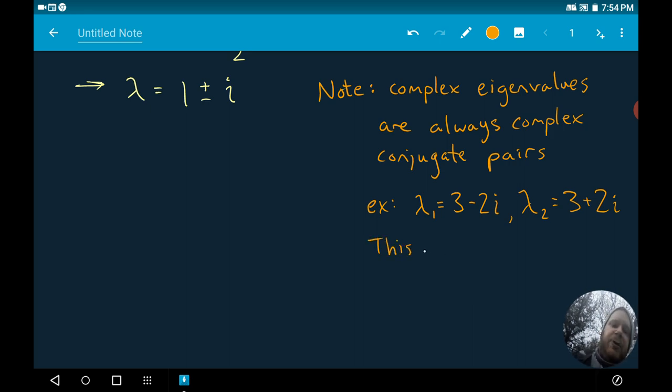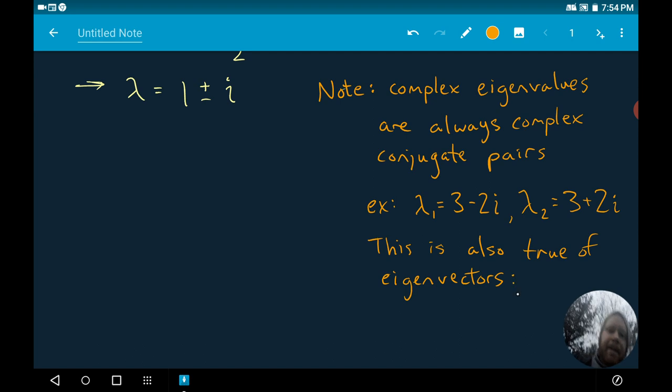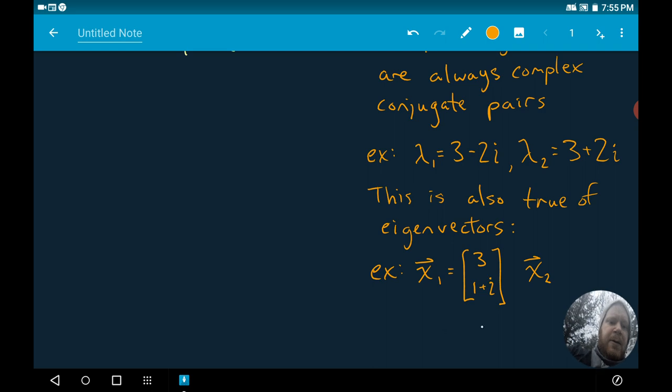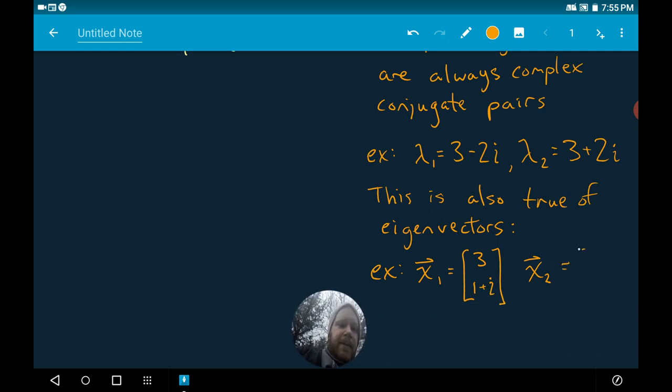Another interesting fact is that this is also true of eigenvectors. So an example of that would be if you have x1 is equal to 3 and i, then that means that x2, or maybe let me do a slightly more demonstrative example, then the second eigenvector is going to be 3, 1 minus i. So every element that's in this first eigenvector has a complex conjugate in the other one. So anywho, those are facts that we can use to our advantage.